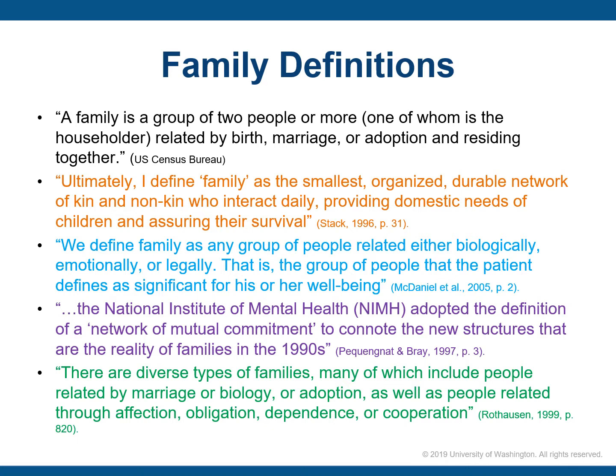Family is a complicated construct to define. Review some of the definitions here. A family is a group of two people or more, one of whom is the householder, related by birth, marriage, or adoption, and residing together. Ultimately, I define family as the smallest organized, durable network of kin and non-kin who interact daily, provide domestic needs of children, and assure their survival.